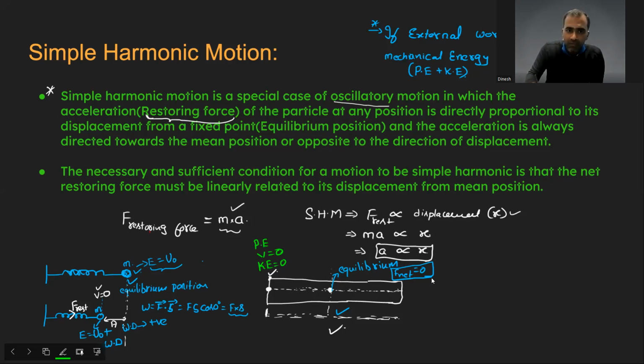Or total energy is equal to potential energy only, no? Yes, sir. Total energy is potential energy plus kinetic energy, but kinetic energy is 0 here. At the extreme position, total energy is there only in the form of potential energy. Okay, so can I also say that potential energy is maximum here?